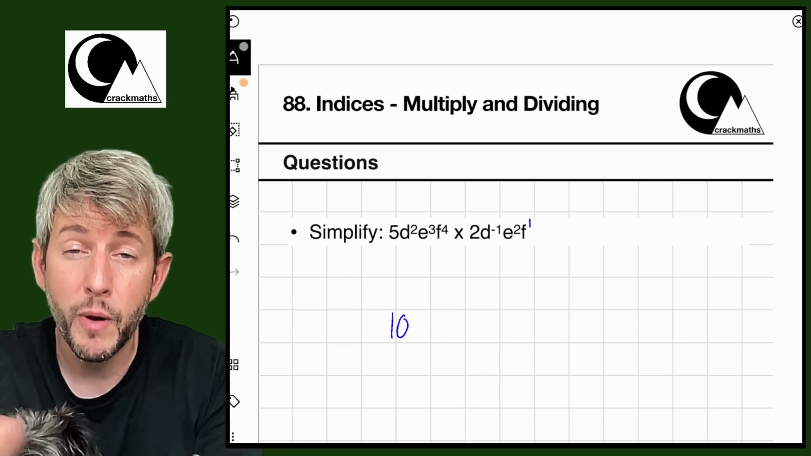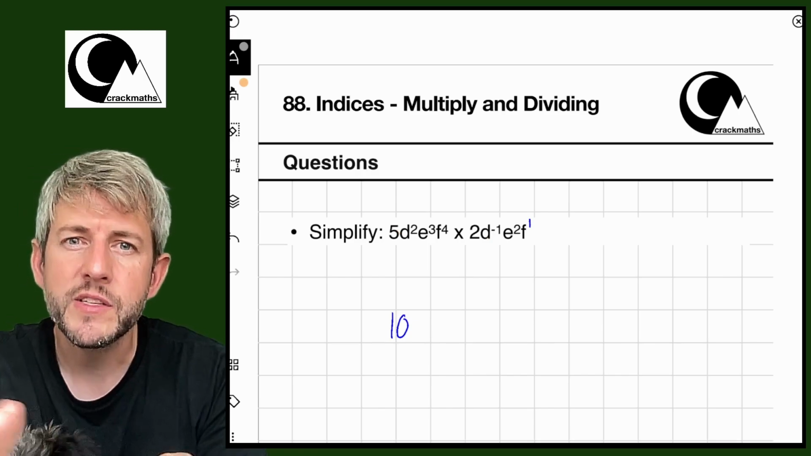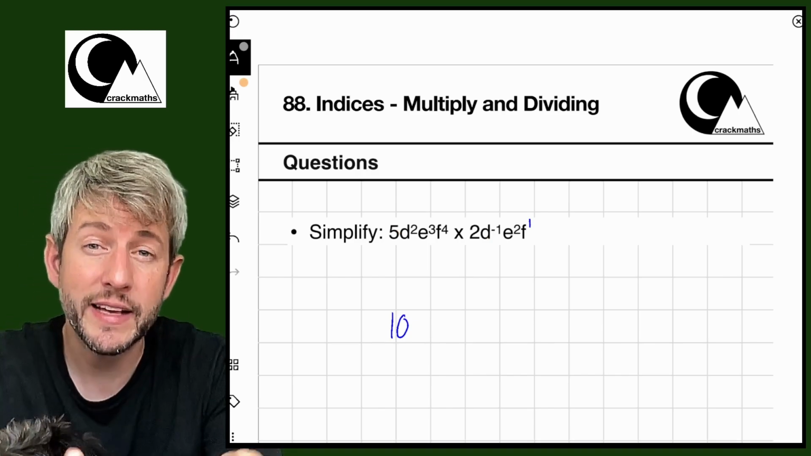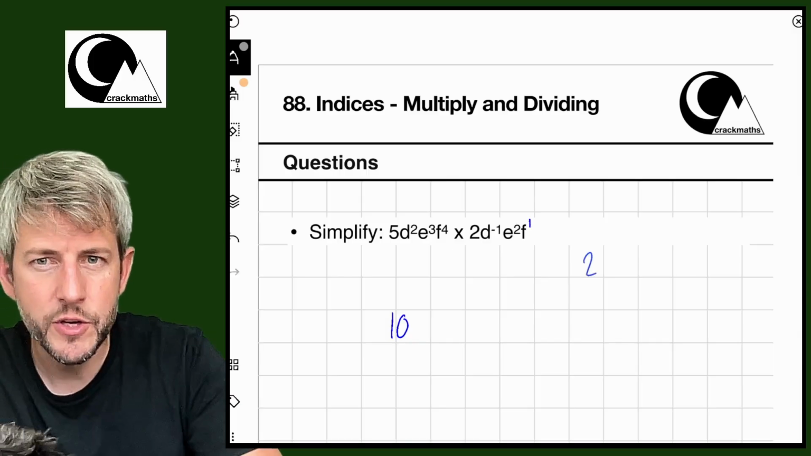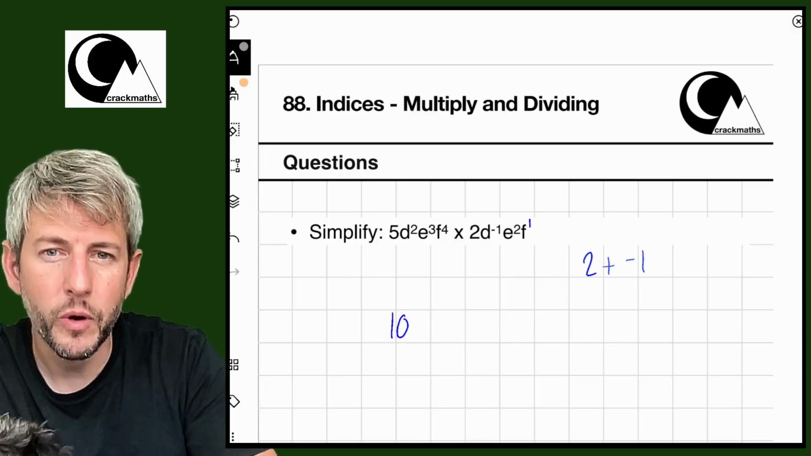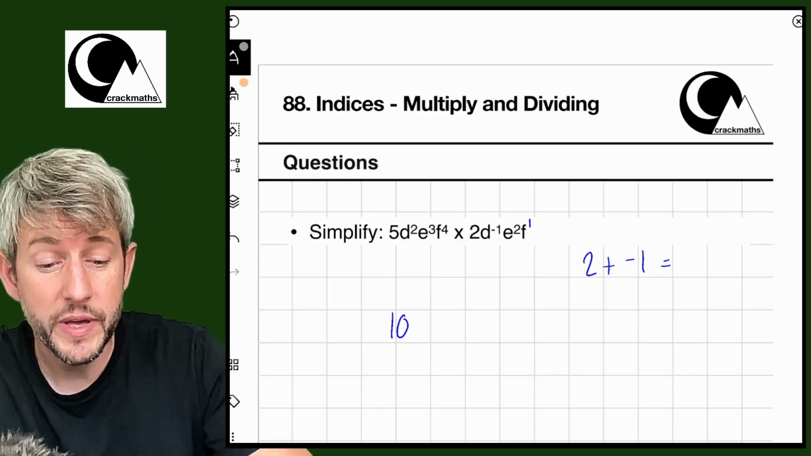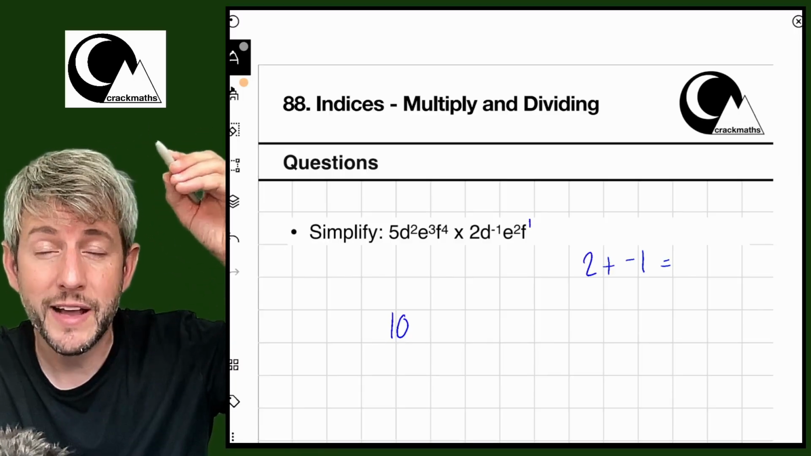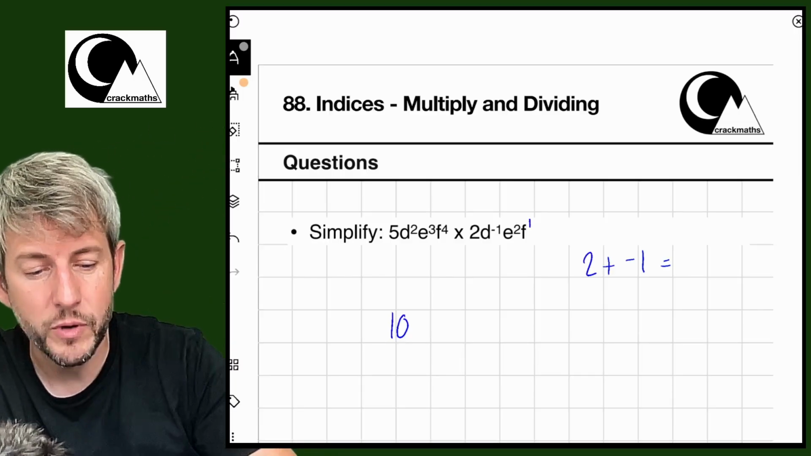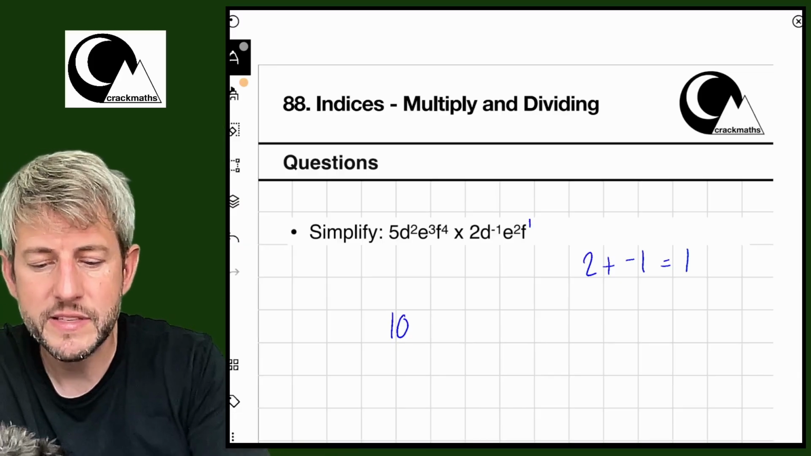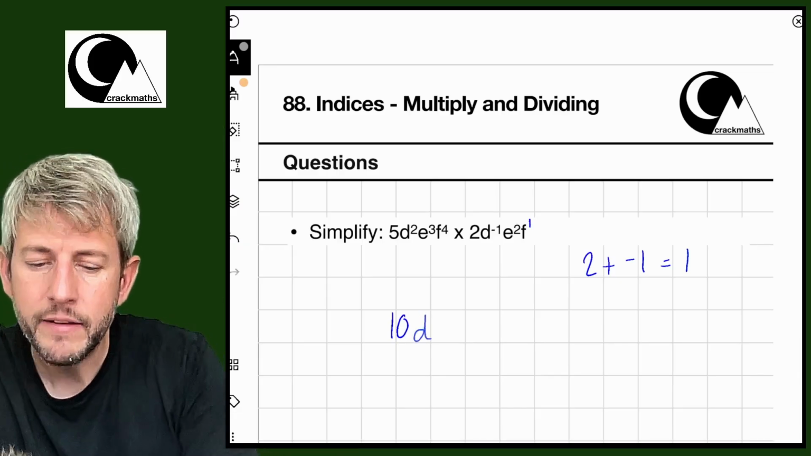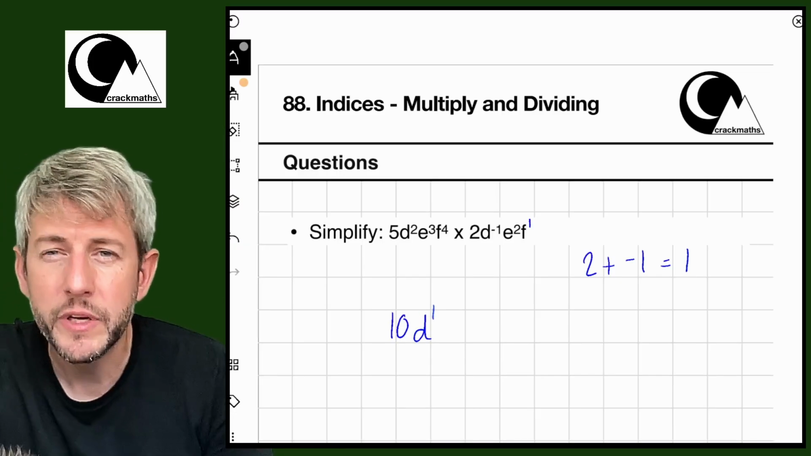D to the power of 2 times d to the negative 1. Remember, it's multiplying, so we're adding them. So we're doing 2 add negative 1. I'll write that down. 2 add negative 1. Well, if we had 2 add 1, that would go up to 3, but actually 2 add negative 1 takes us down to 1. So this is going to be 10d. I'll put the 1 here for the time being, and then we can rewrite it.